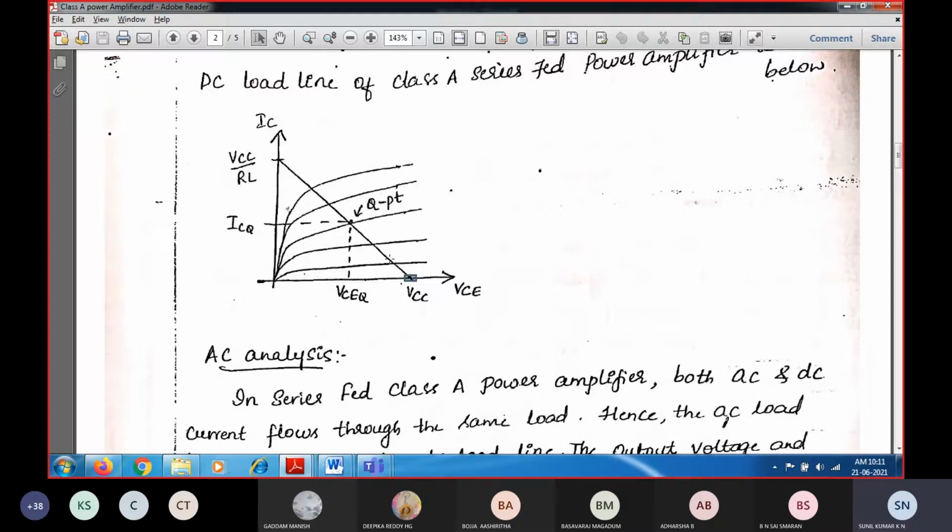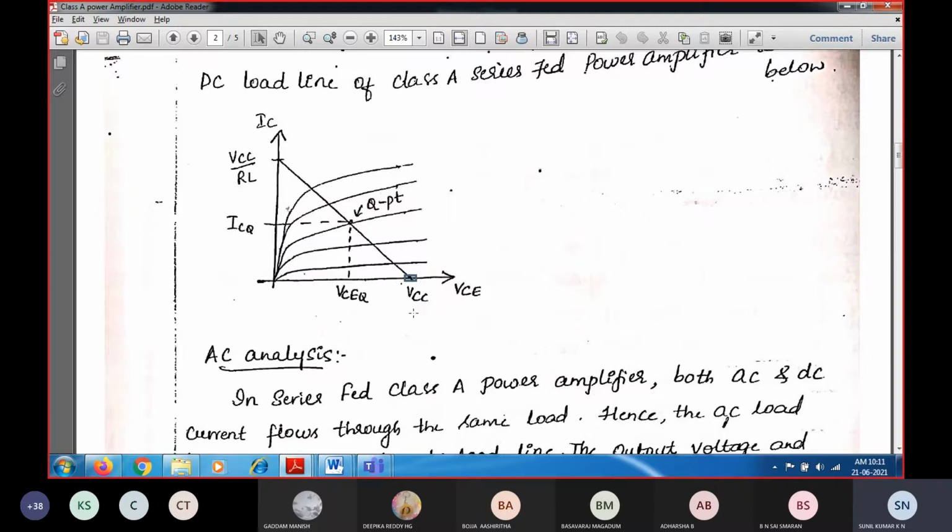So what will happen in the Class C amplifier? Class A is exactly at the center of the load line, Class B is at the cutoff point, and Class AB is just above the cutoff point, so that you see the output waveform. And Class C means the Q point is below the cutoff point.